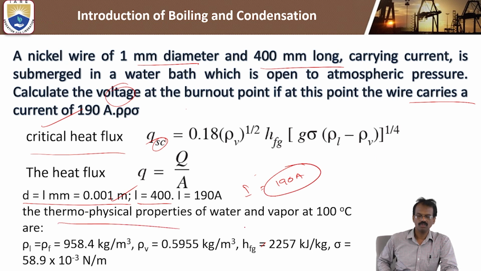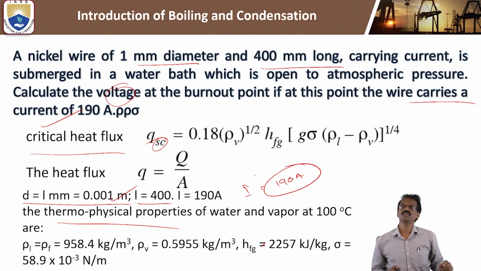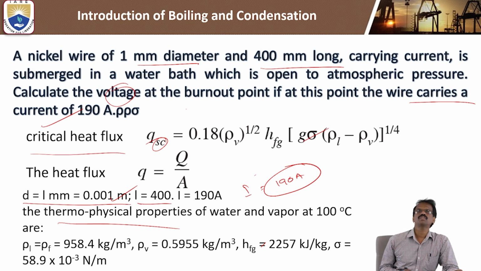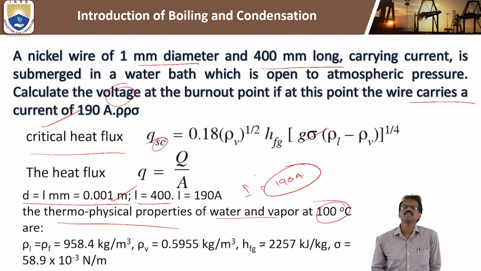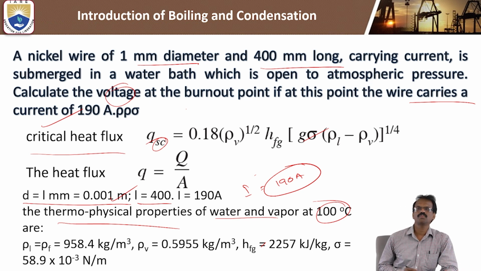So for the thermophysical properties of the water, we need the density of vapor and density of liquid, enthalpy, and surface tension. We have to collect these properties based upon the temperature. What is given here? You know that the water and vapor saturation temperature is 100 degrees Celsius, so you can take that temperature. At this temperature you can take the thermophysical properties of water and vapor.